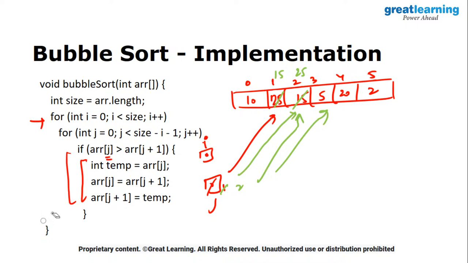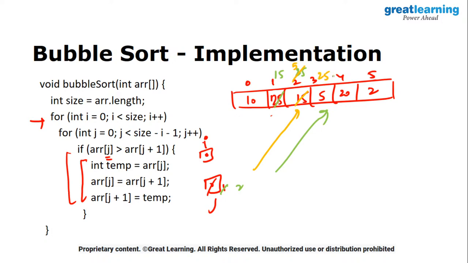You need to do a dry run of these things. Only then you will understand what is happening. Now you'll be comparing this. Is this 15? No, it is not 15, it is 25. Now 25 and 5 will be compared, and we'll be swapping them. Now you'll be having your 25 here.